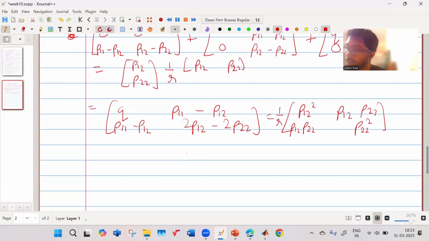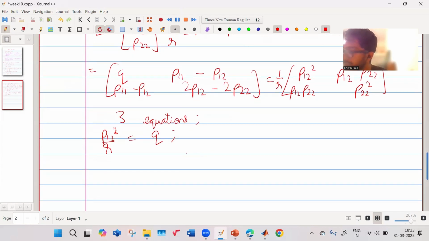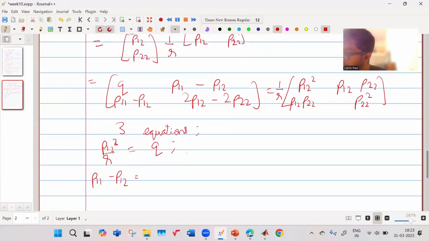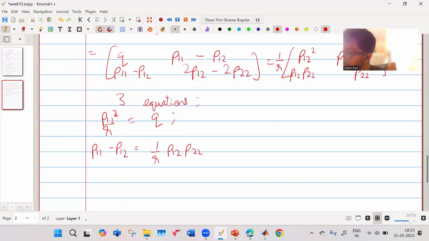This is the resultant. So now we get three equations. One is P12 square upon R equals Q. Then P11 minus P12 equals 1 by R into P12 into P22. And 2P12 minus 2P22 equals P22 square upon R.